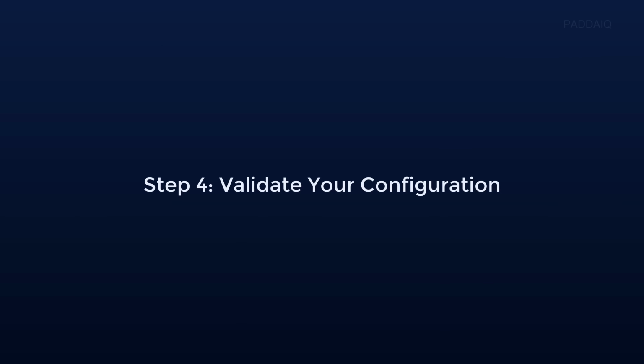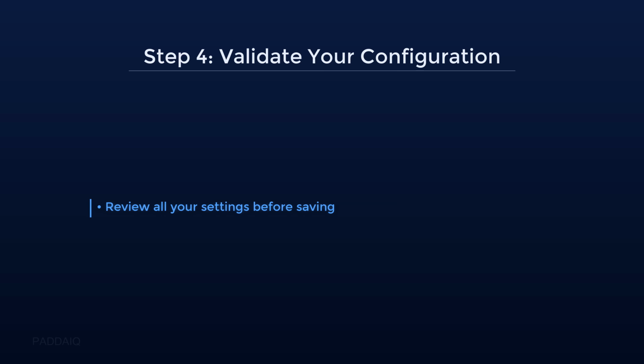Step 4. Validate your configuration. Review all your settings before saving. This means carefully double-checking each configuration value you've entered to ensure accuracy and prevent errors. For instance, in an email integration, verify the server address and port numbers are correct. Taking this moment to validate helps avoid issues and ensures your solution works as intended from the start.